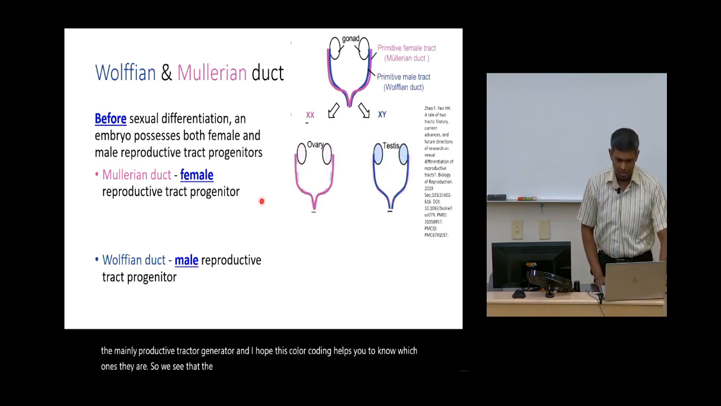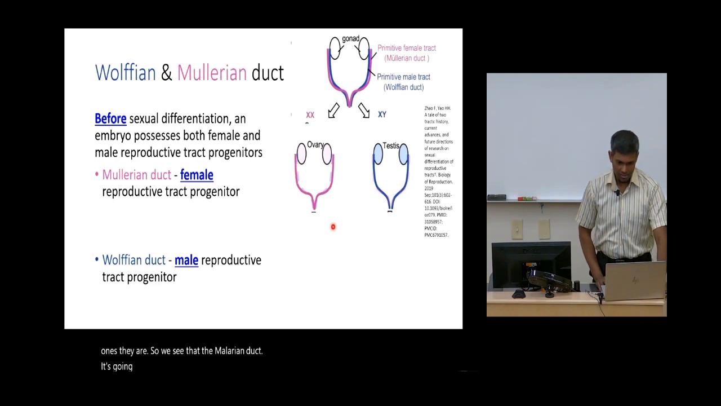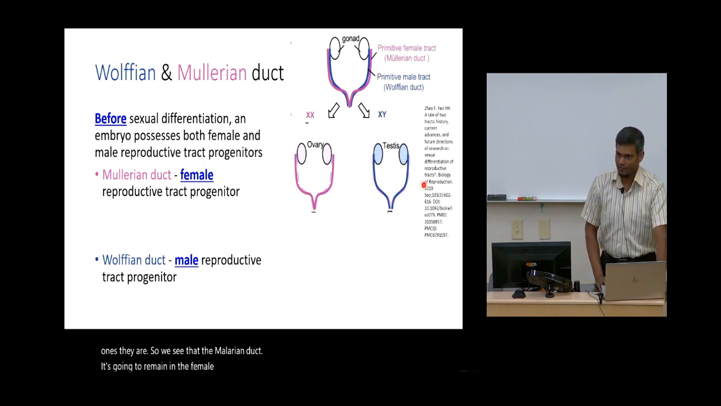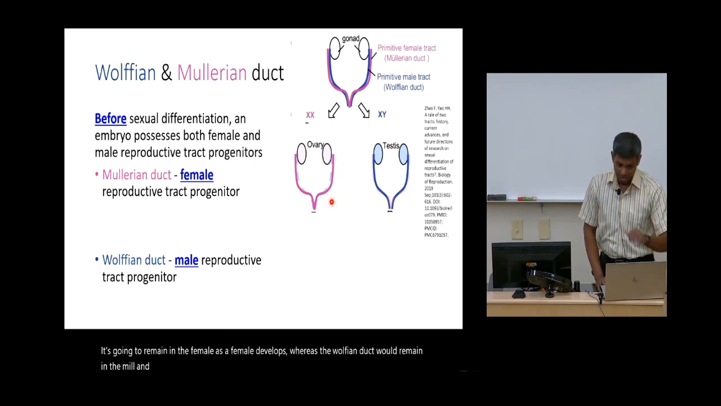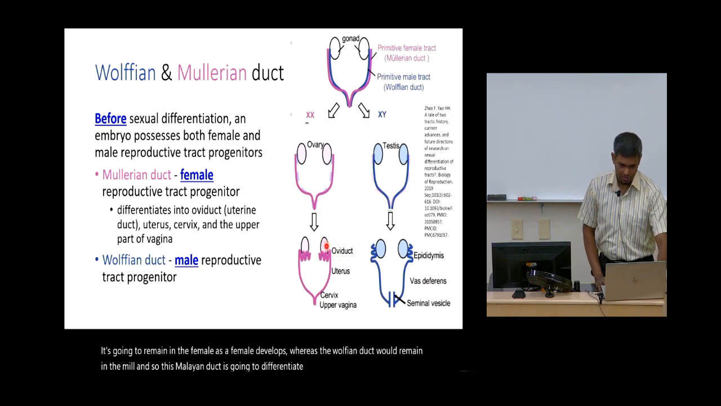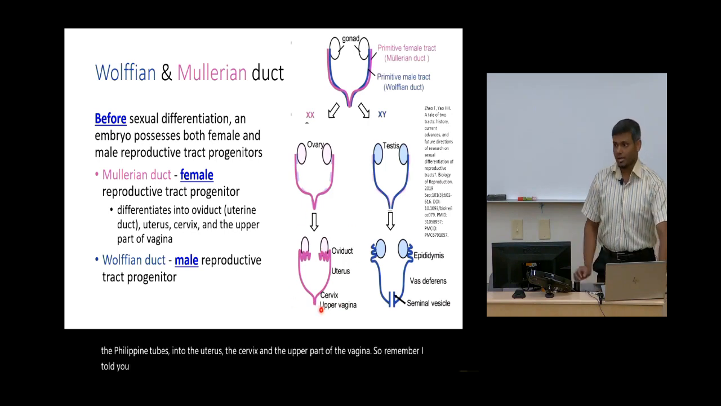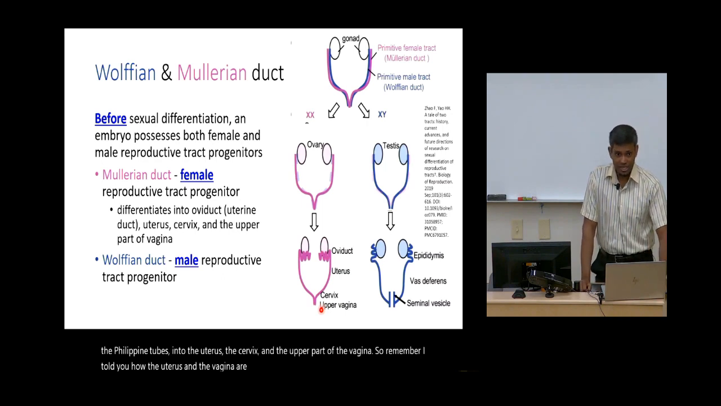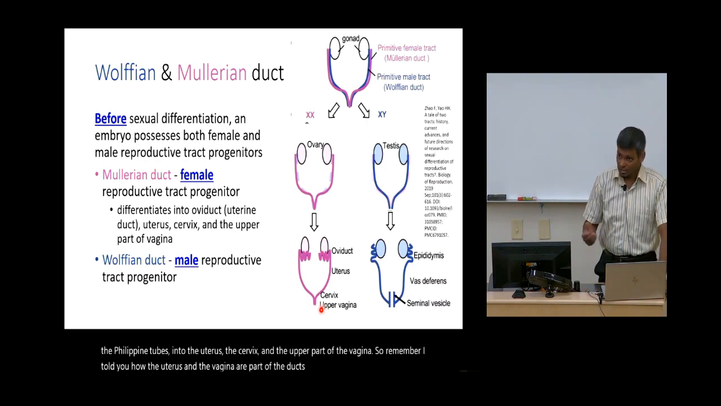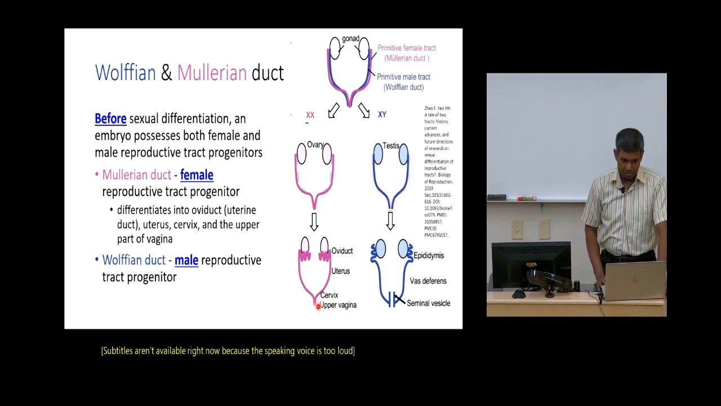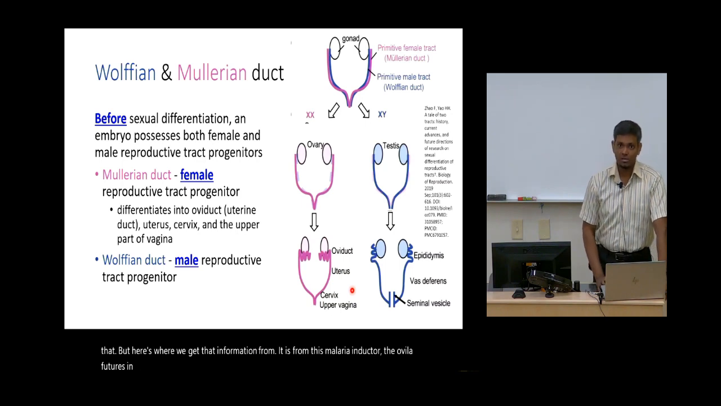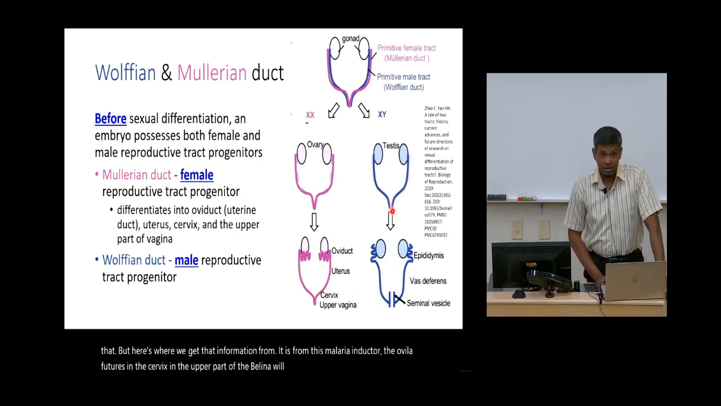So the Mullerian duct is going to remain in the female as the female develops, whereas the Wolffian duct would remain in the male. This Mullerian duct is going to differentiate into the oviducts, also known as the fallopian tubes, into the uterus, the cervix, and the upper part of the vagina. You remember I told you how the uterus and the vagina are part of the ducts, even though it doesn't look like that, but here's where we get that information from. It is from this Mullerian duct where the oviduct, uterus, cervix, and the upper part of the vagina will develop.